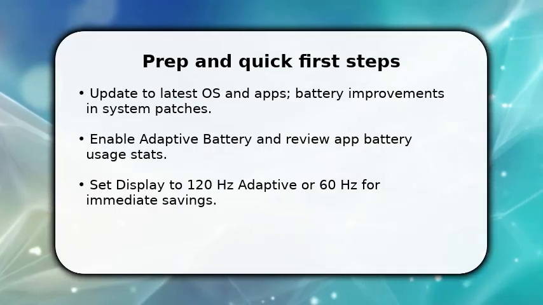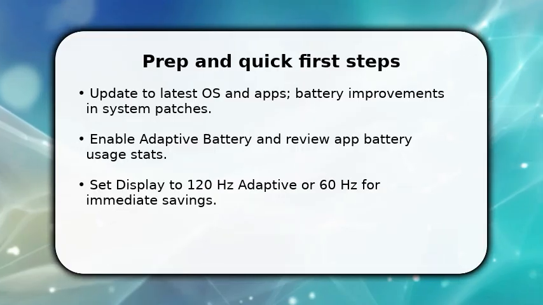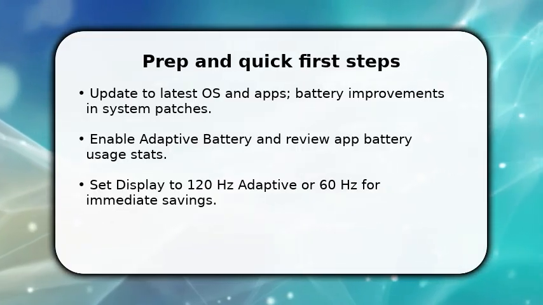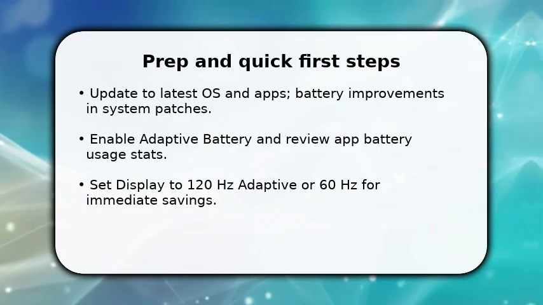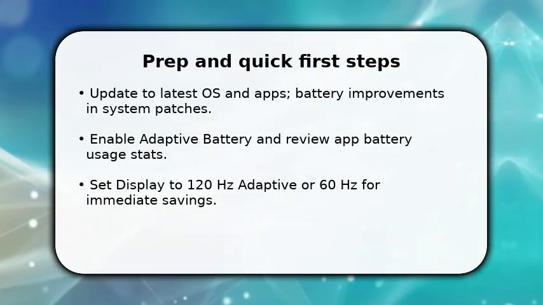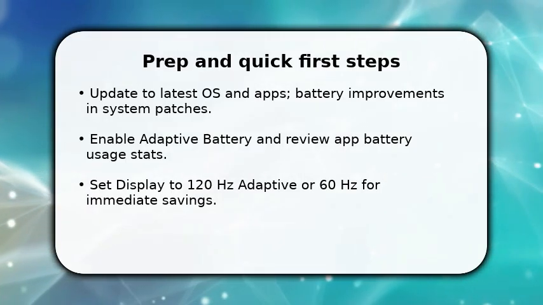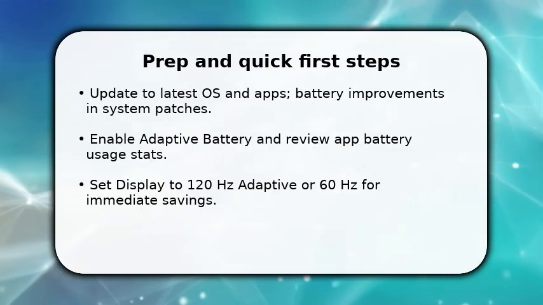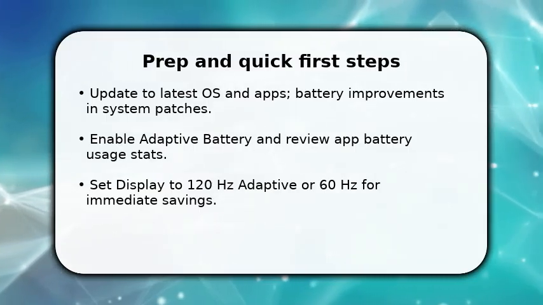You start by updating the Z Flip 6. This fixes background drain and gives power optimizations. Once done, open settings and enable adaptive battery so the phone limits rarely used apps. Make sure to check the app battery chart and force stop or uninstall abusers.